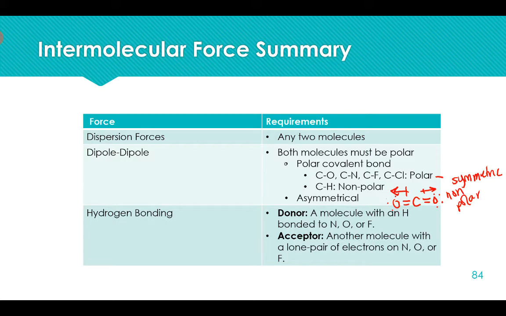So you need polar covalent bonds and you need to be asymmetrical to be polar. For hydrogen bonding, you need to have a donor molecule which has a lone pair. No, the donor is the hydrogen bonded to a nitrogen, oxygen, or fluorine, and then an acceptor is the lone pair on a nitrogen, oxygen, or fluorine.